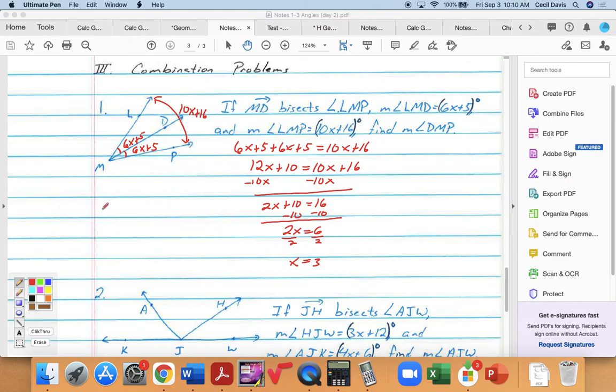I want to find the measure of angle DMP. So it'll be 6 times 3 plus 5. 18 plus 5 is 23. Any questions about that one? All right, one more.